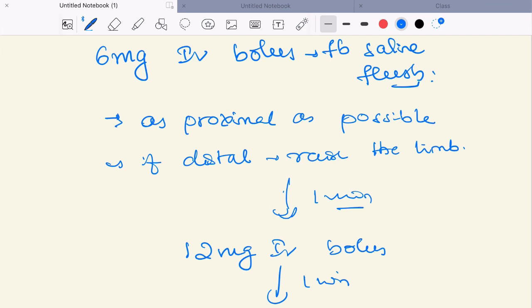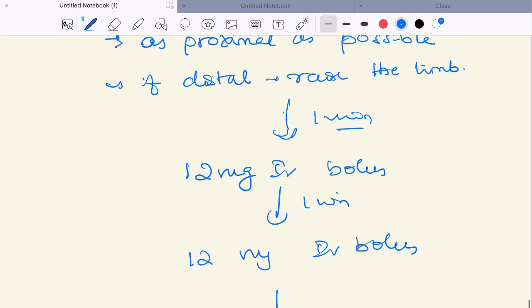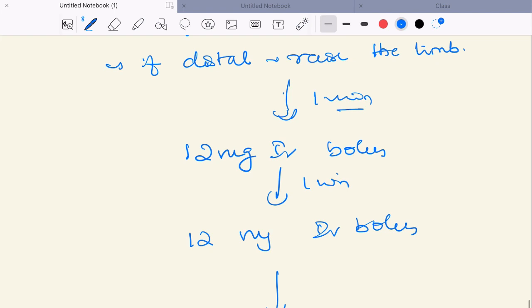Next, after 1 minute of giving 6 mg of IV bolus, you check for rhythm. If it doesn't come back to normal rhythm and the patient is not hypotensive, you can give 12 mg of adenosine again. Again after 1 minute you reassess. If the patient doesn't come back to normal, you can give one more 12 mg of adenosine. So the total adenosine dose is 30 mg.